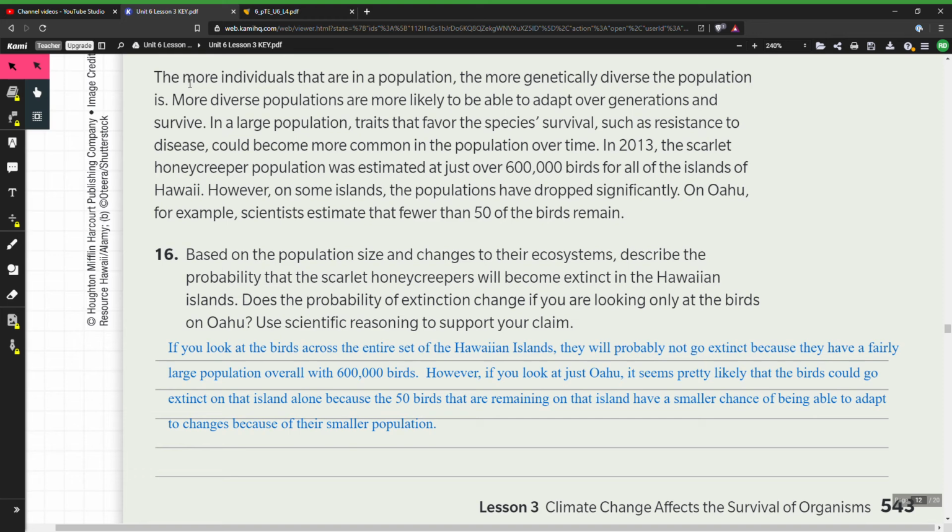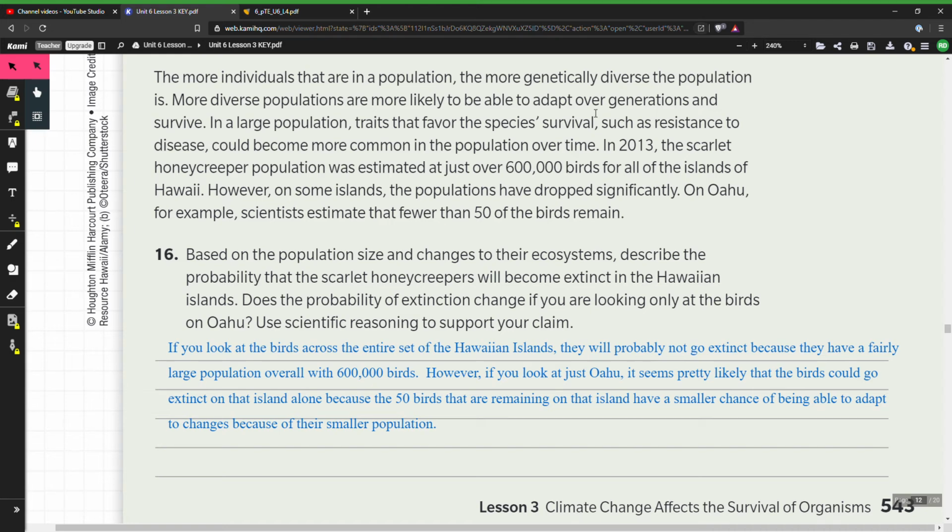So this paragraph basically says, the more individuals that are in a population, the chances for survival are greater, because they're more genetically diverse. There's a greater pool of genetic diversity, and with that genetic diversity, if the animals need to adapt, they have a better chance.